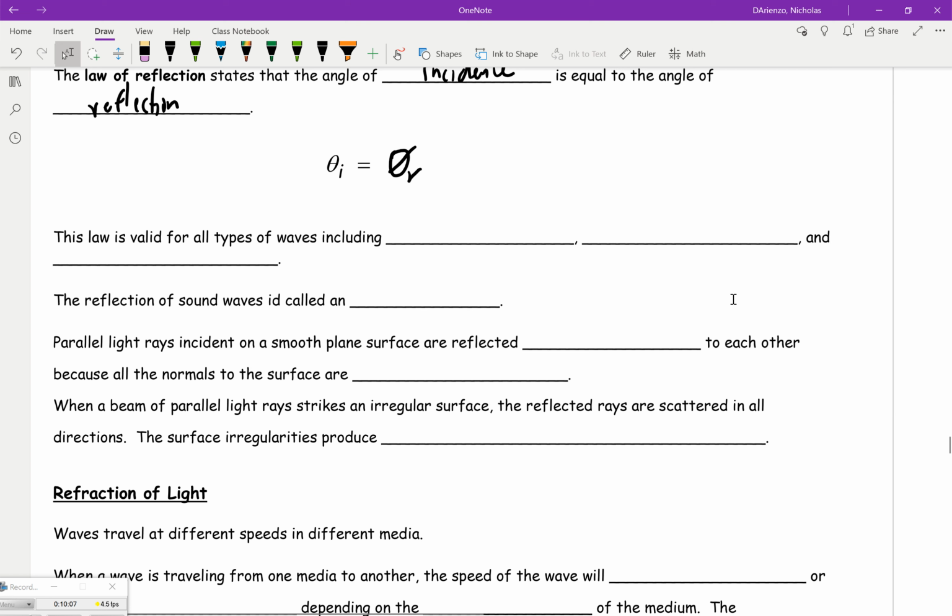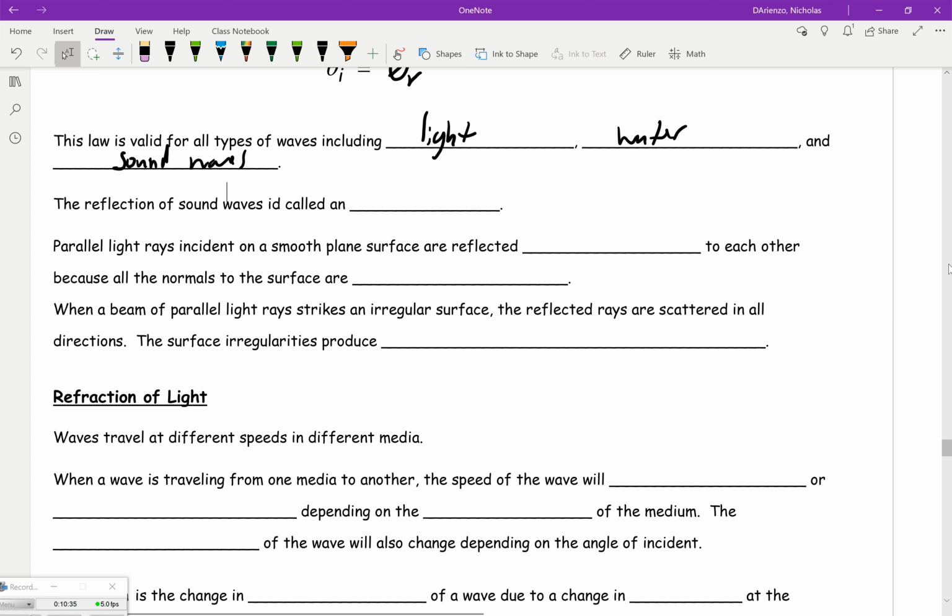Now, this law is valid for all types of waves, including in this case light or water, sound waves. We'll mostly be dealing with this in the form of light. But the reflection of sound waves, this is where you guys probably have some familiarity. This is echo. So when you hear an echo, you're hearing the reflection of sound waves off of some boundary.